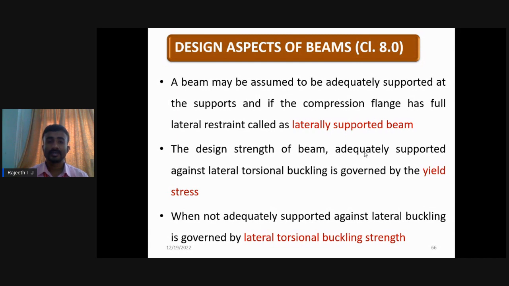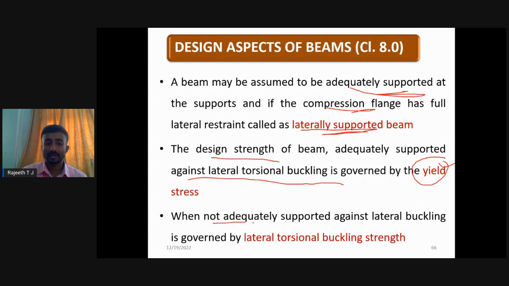We know that if we adequately support the compression flange of the beam, then we call it a laterally supported beam. The design strength of the beam, when it is adequately supported against lateral torsional buckling, will be governed by yield stress. Whereas if it is not adequately supported against lateral torsional buckling, then it will be governed by the lateral torsional buckling strength. These two we need to remember.